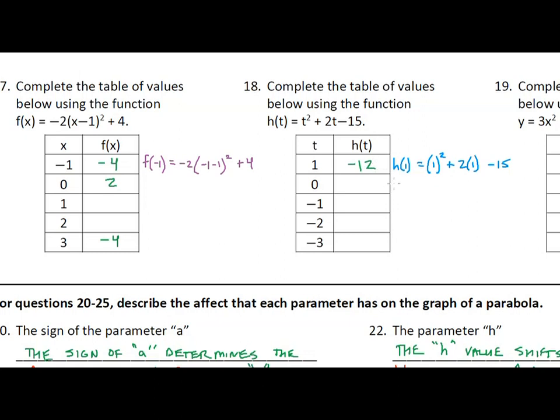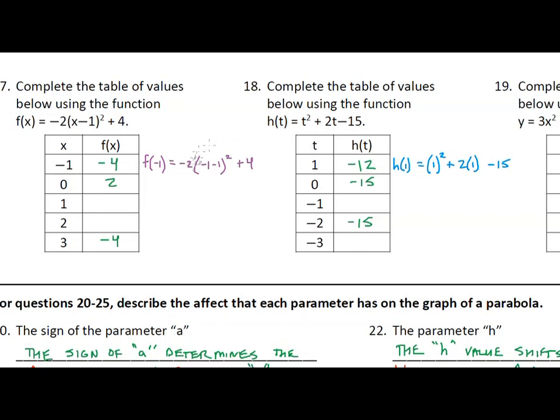I'll give you 2 more values on this one. At -2, you should check this to make sure you get this right. That is going to be -15. And I'll give you the value for 0, which is also -15. You should be able to figure out the other ones yourself. Make sure you are using parentheses.